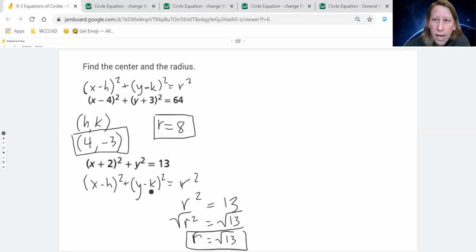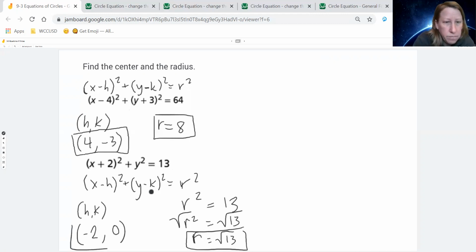How about the center? What's h and what's k? h is -2 and k isn't there. It's 0. So there's the center and there's the radius. This is the center.